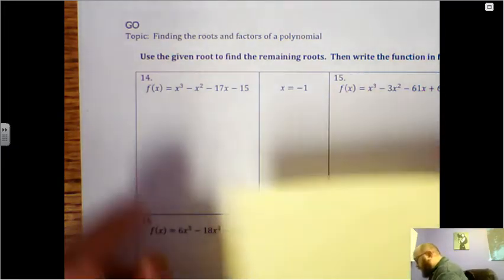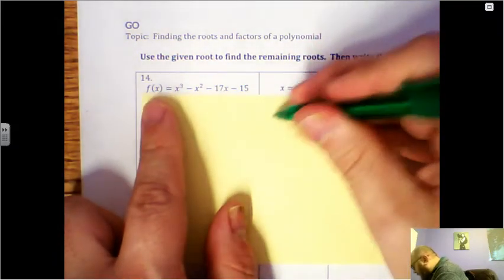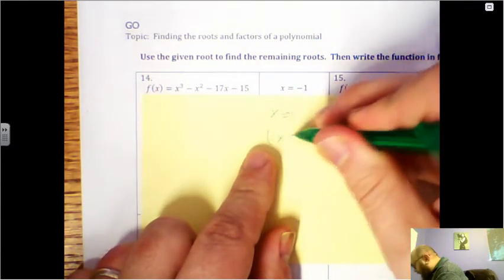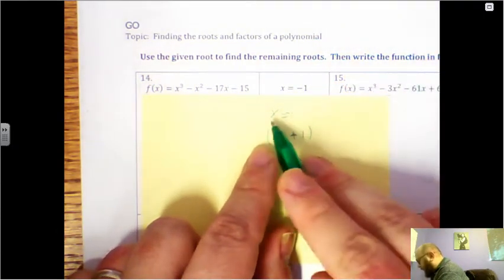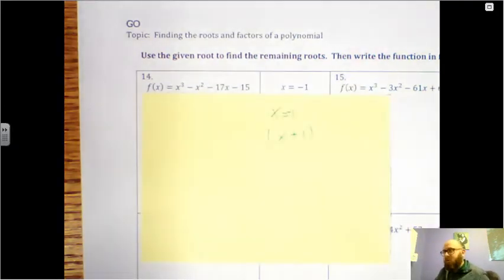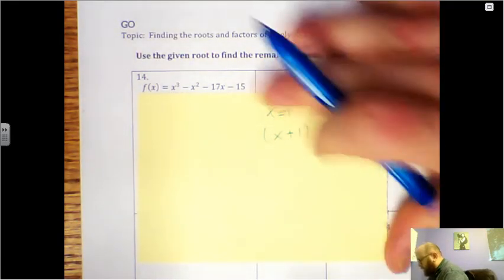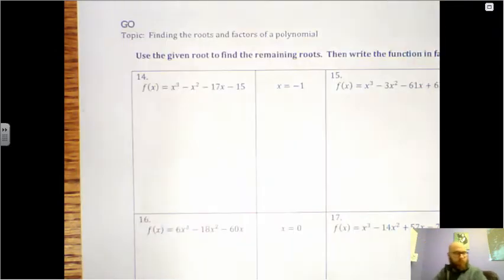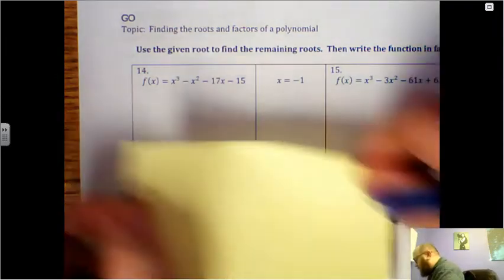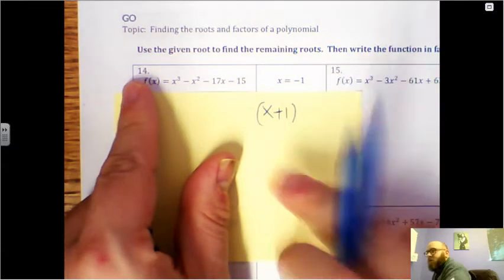So when looking at number 14, if I know that x equals negative 1 is one of the zeros, I know that one of my terms was x plus 1, right? Because negative 1 minus 1 would be 0. Ooh, let me use a darker pen. This isn't showing up very well. X plus 1 is one of my terms.